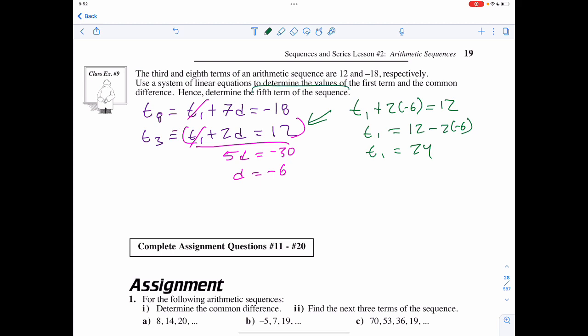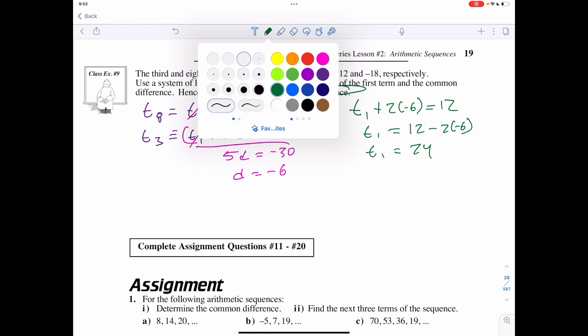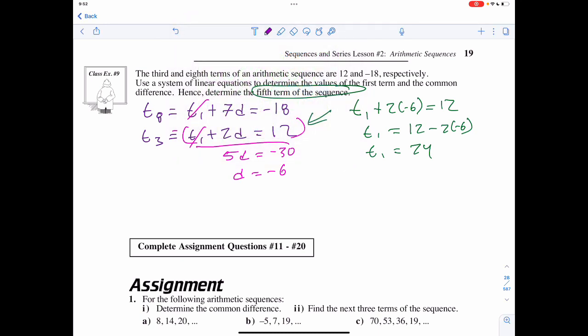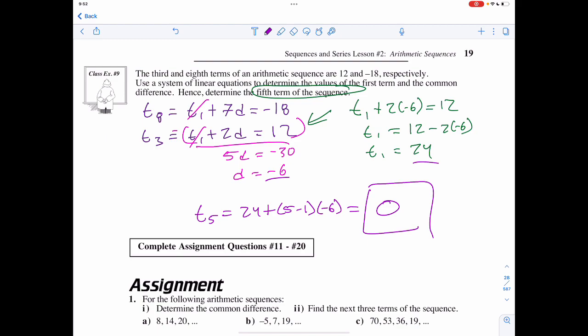If it wants us to use that to determine the fifth term in the sequence, and typically it's not going to be something as easy as the fifth term in the sequence, I'll probably give you like the 30th term in the sequence, then you're just using those values and plugging it back in to solve for whatever missing term in the sequence it is. So term 5 would equal 24 plus 5 minus 1 times negative 6, which would still just give me 0.